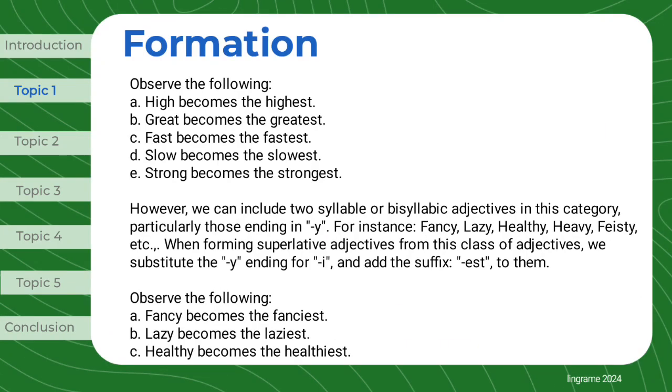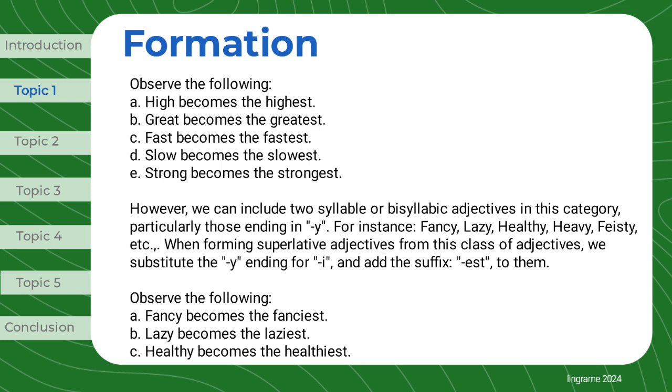Observe the following: high becomes the highest. Great becomes the greatest. Fast becomes the fastest. Slow becomes the slowest. Strong becomes the strongest. However, we can include two-syllable or bisyllabic adjectives in this category, particularly those ending in y. For instance, fancy, lazy, healthy, heavy, feisty, etc.